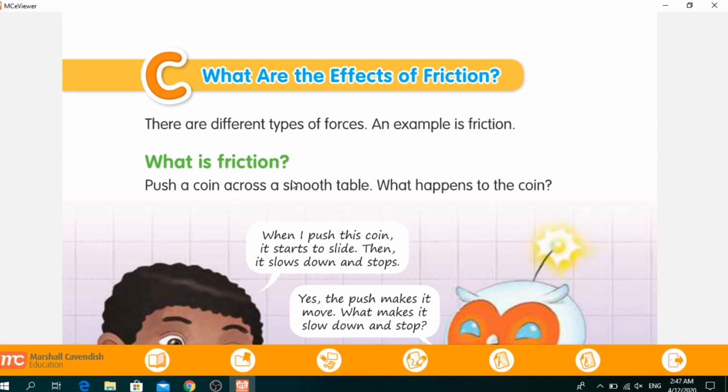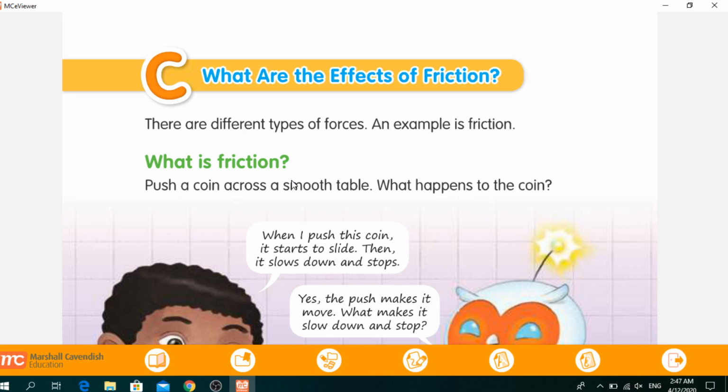Okay, when I ask you what helps you to move or stop your bicycle, when you ride a bicycle, you can control the speed of the bicycle. You can move, or you can stop, or you can slow down the speed. So, what helps you to do these things? The answer will be friction force. So, what is meant by friction?